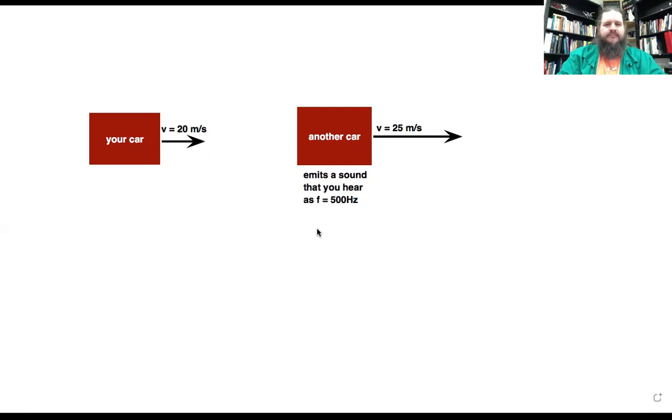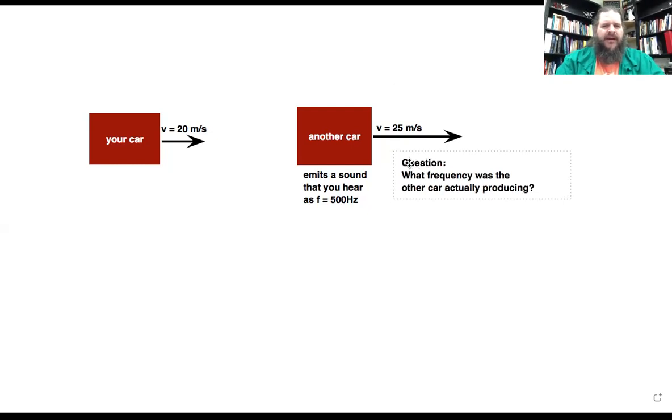Because of the velocity and the direction that your car and the other car are moving. Yeah, the fact that you as the listener are moving and the other car as the source of the sound is also moving, that's going to introduce a Doppler effect, which changes the sound you hear. The sound you hear, 500 hertz, is not the same as the sound that was created by the car in the first place. So let's see if we can figure out what sound it was actually producing. In this case, the question is, what frequency was the other car actually producing?